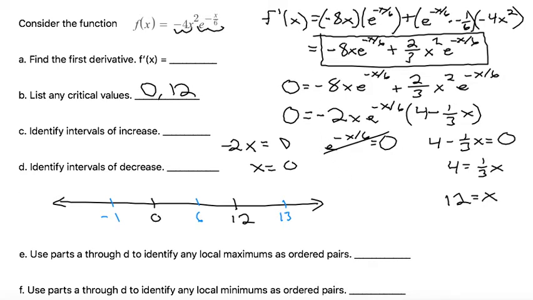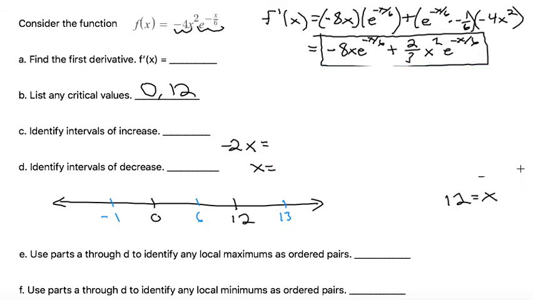Let me give myself a little bit more room here as well, getting rid of a little bit of this, and move my critical points up to the top. Okay, so to figure out if something is increasing or decreasing, we need to find whether the derivative is positive or negative. So let's plug into our derivative.